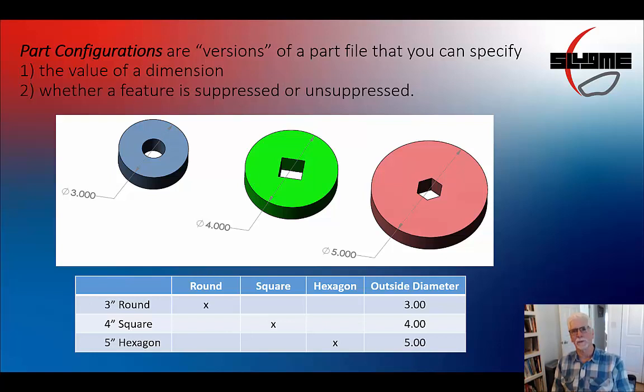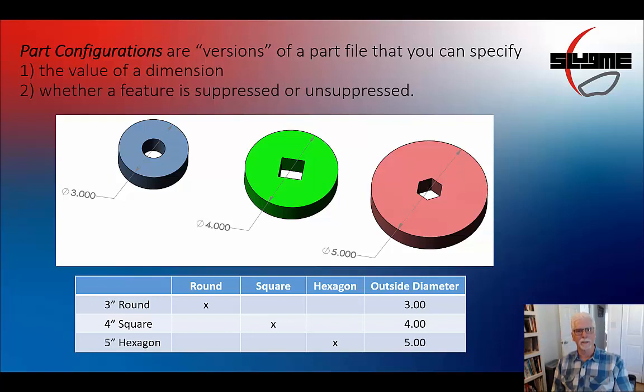Part configurations are versions of a part that you can specify two things: the value of a dimension and whether a feature is suppressed or unsuppressed. And it could be a combination of those. In this example, we've got three different size discs, the blue, the green, and the red, and they all three have different values for the diameter. So that's the value of a dimension. So that's one thing we're going to vary.